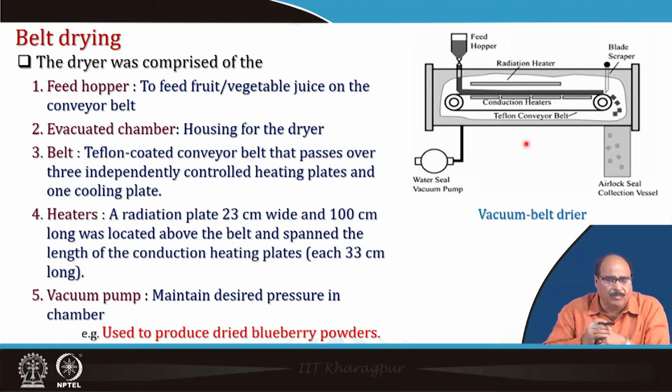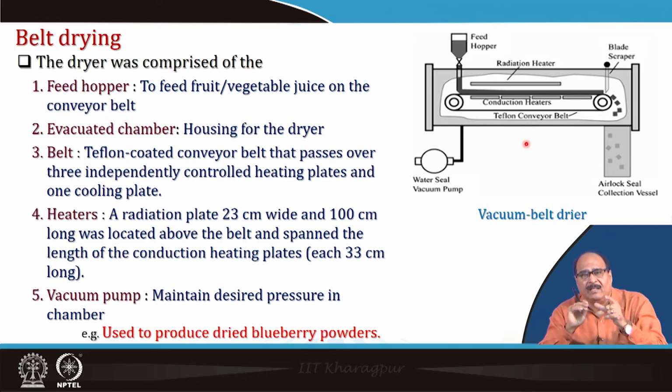Okay. So the belt dryer comprises a feed hopper, an evacuated chamber, and a belt, and particularly the belt material should be Teflon coated, etc., so that it is a non-sticky material. The material does not stick, so removal of the dried material is easy. Then heaters: a radiation plate 23 centimeter wide and 100 centimeter long was located above the belt and spanned the length of the conduction heating plates, and then a vacuum pump which maintains the desired pressure inside the system.